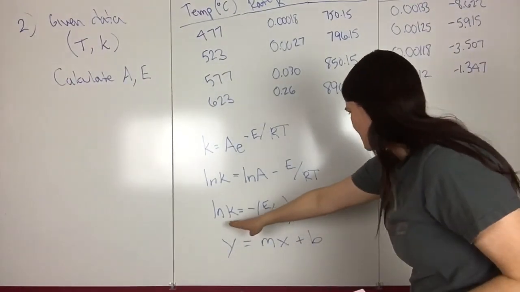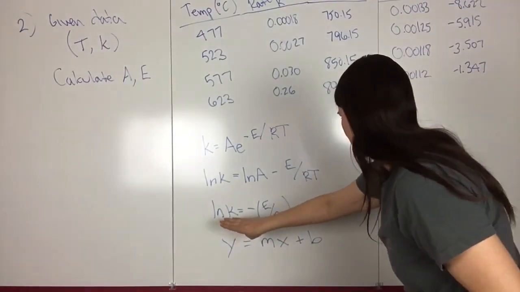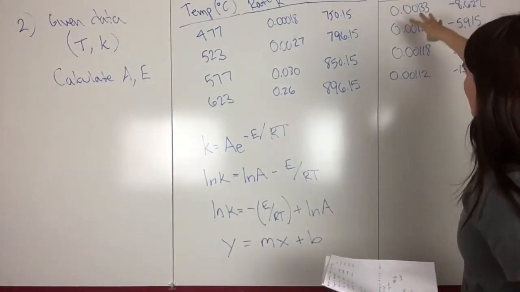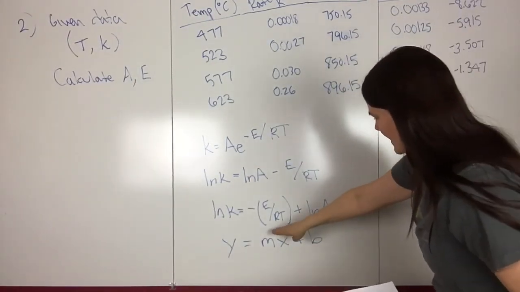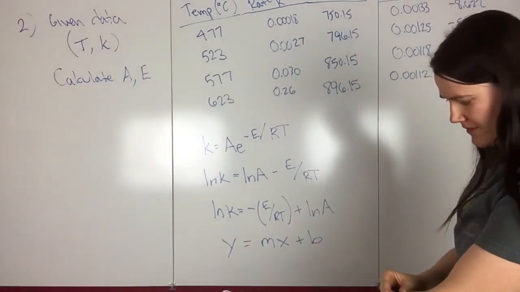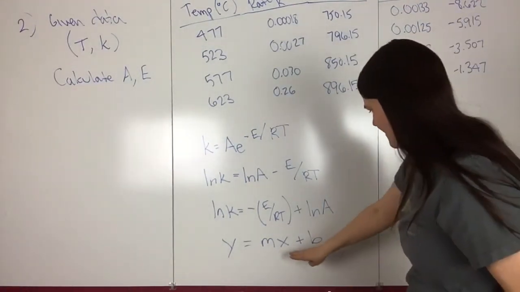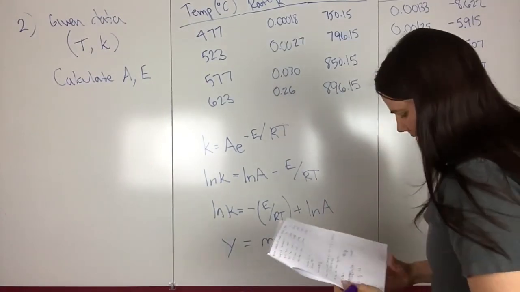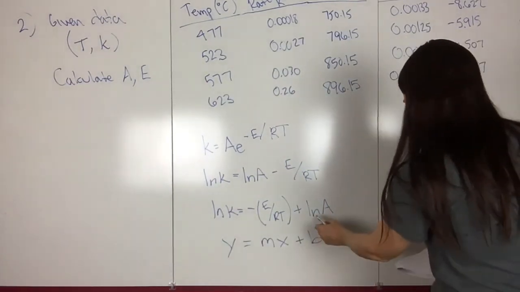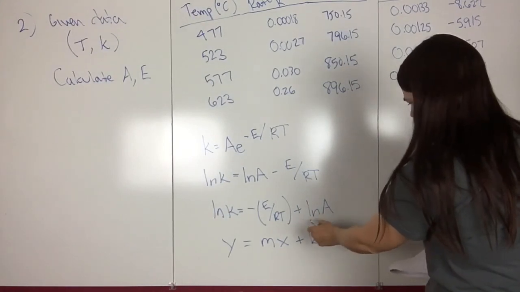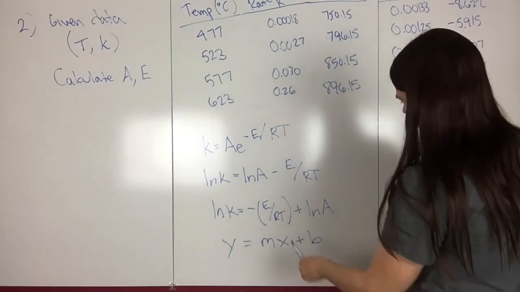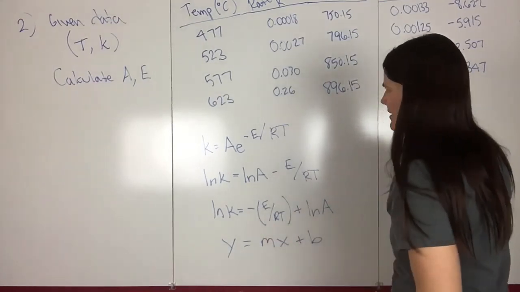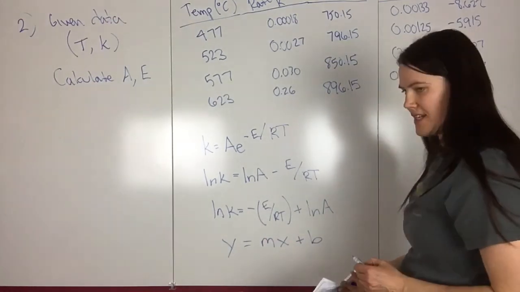So once you plot the natural log of K, well, basically this, versus 1 over T, then you can do your linear regression and you'll get a slope and you'll get the y-intercept. And so then you know that the y-intercept is the natural log of A. And then you can solve your slope for your activation energy, or E.